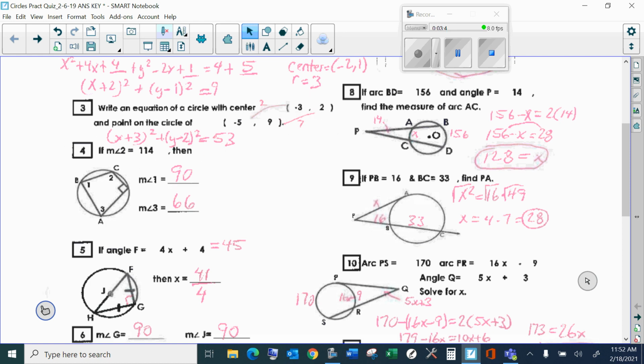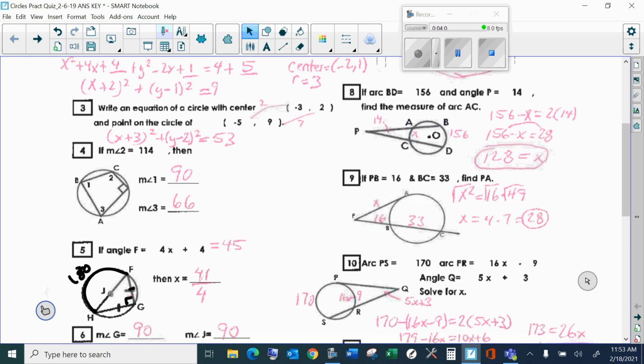Okay, number 5. We know this is 90 degrees because it goes to the ends of a diameter, which means the whole arc here is 180 degrees, and the inscribed angle therefore is half of that, which is 90 degrees. Anytime it goes to the ends of the diameter, which you will see on the decast, you know to put a 90-degree angle on there.